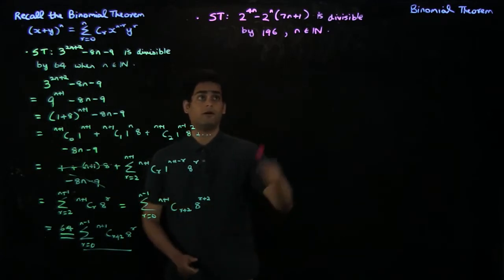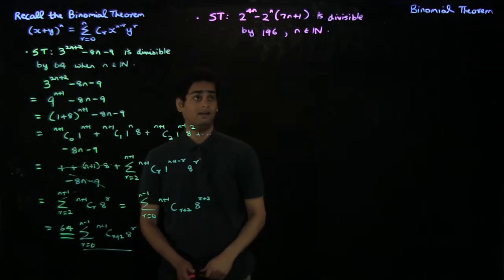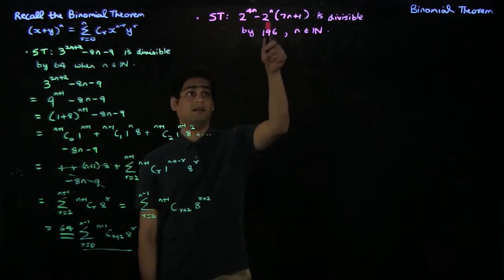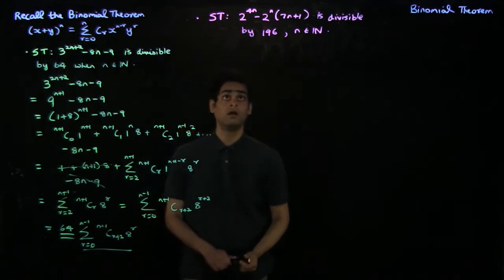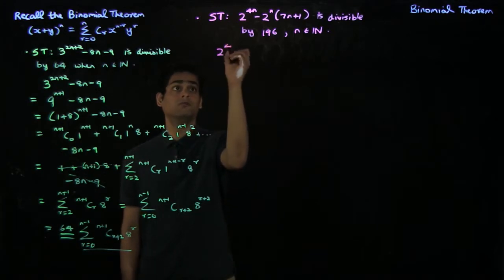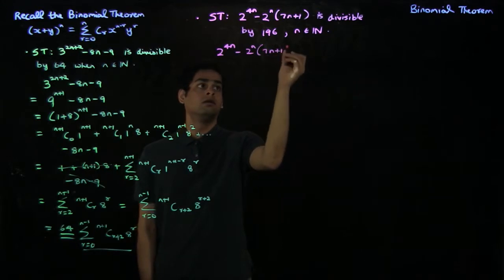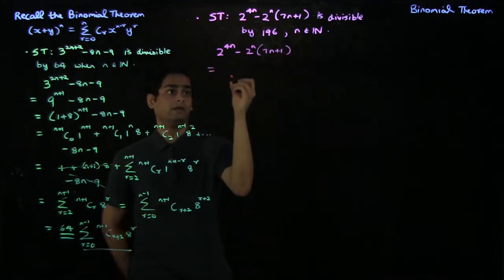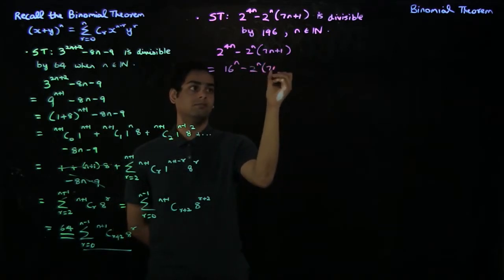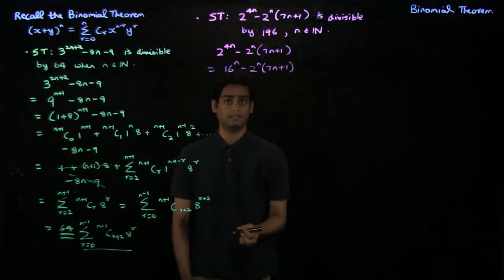So notice now that we want to show that this term is divisible by 196, and 196 is nothing but 14 squared, and you have a 7 here and a 2 power n here, so that looks promising. So let's see what we can do. 2 power 4n minus 2 power n times 7n plus 1 can be rewritten as 16 power n minus 2 power n times 7n plus 1, where we've just rewritten 2 power 4n as 16 power n.